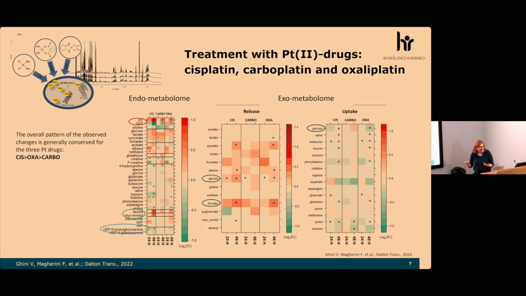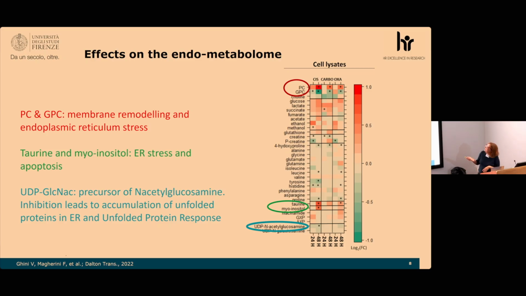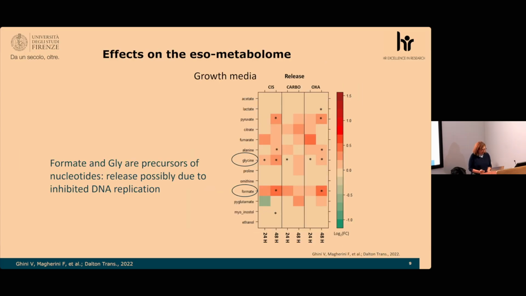If you look at the exometabolome, so at the growth media, you can distinguish between those metabolites that are released in the media, so they are not present at time zero but are released by the cell during this growth, or those that are taken up from the media, and so they are reduced in intensity over time. And so you can derive some hypotheses about which are the pathways that are mainly affected by the treatment. So what we learn looking at these platinum-2 drugs is that, in general, they have a different degree of effectiveness, but they behave more or less always in the same way.